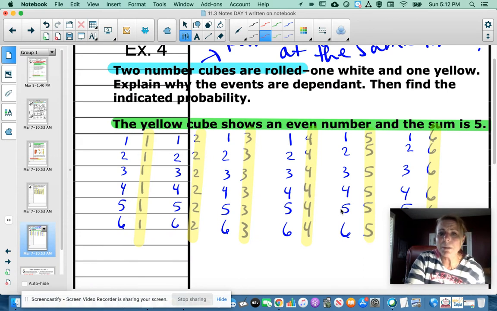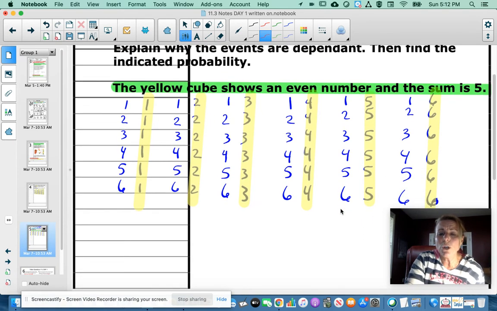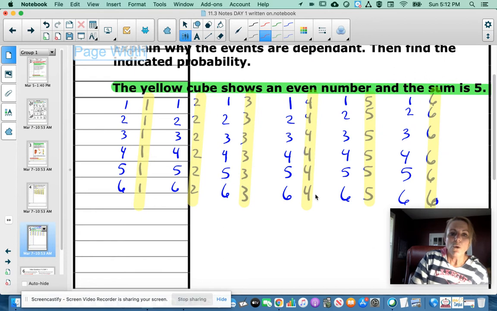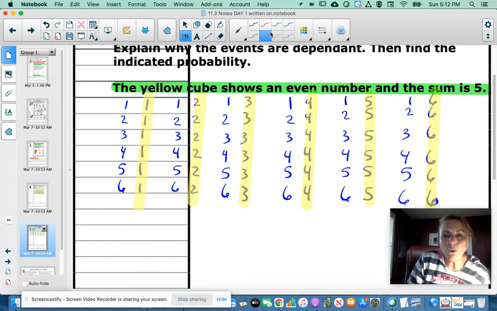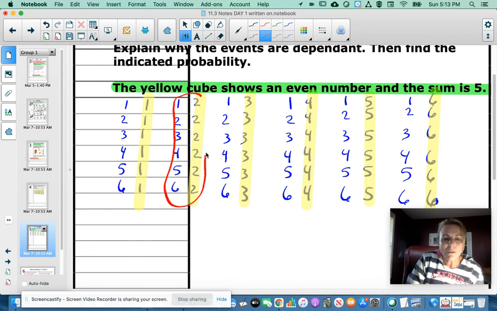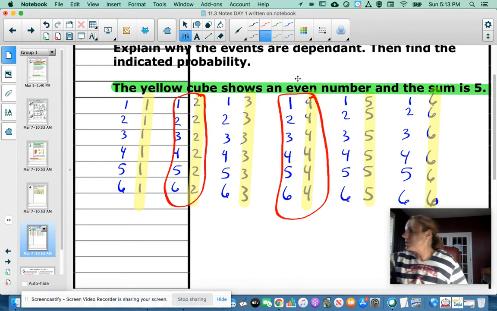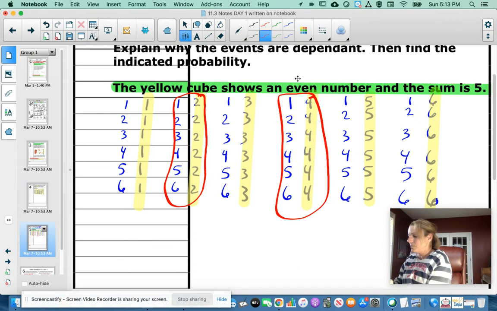So let's find the probability that the yellow cube shows an even number and the sum is 5. Okay, well, the yellow cube showing an even number. Let's circle this. The yellow cube shows an even number. Well, that's going to be right here. And you circle them in pairs. They go together in pairs. Okay, just pause with me.